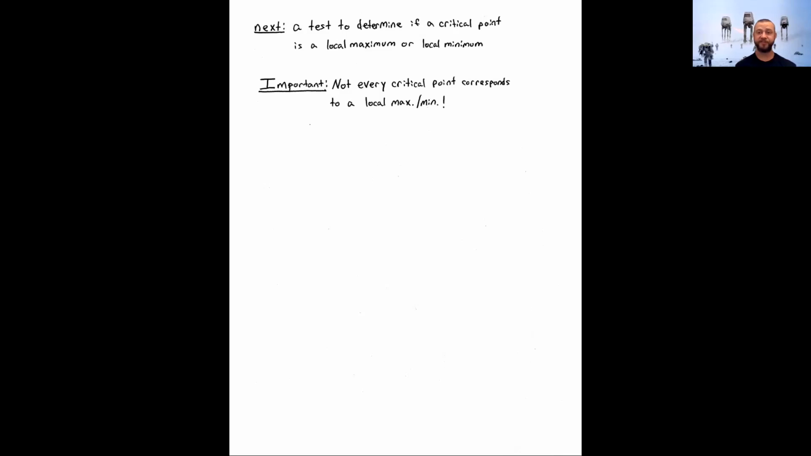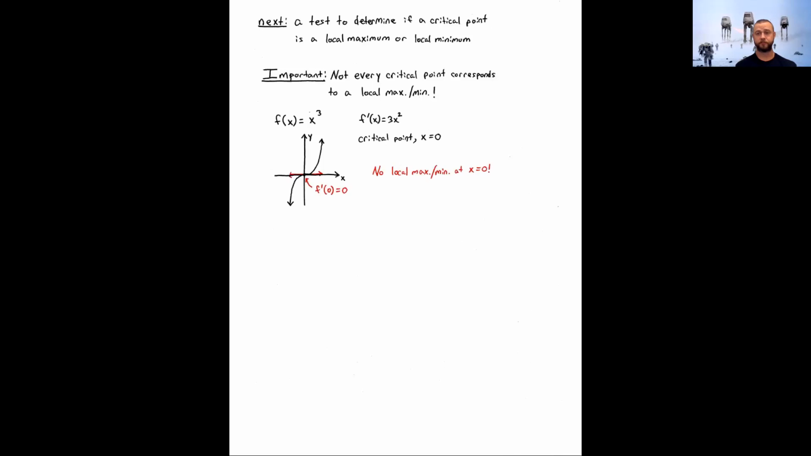Now there's a standard example to illustrate this, and it's the function x cubed. If we take that function and first ask to find the critical points, we need the derivative. The derivative is pretty simple, 3x squared. And if you set 3x squared equal to 0 to find the critical points, you find x equals 0 as the only critical point.